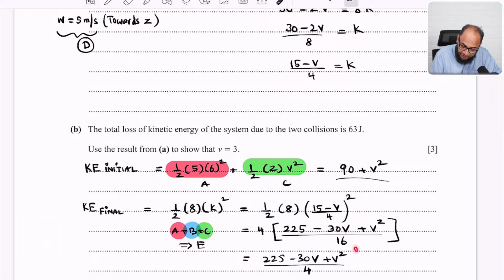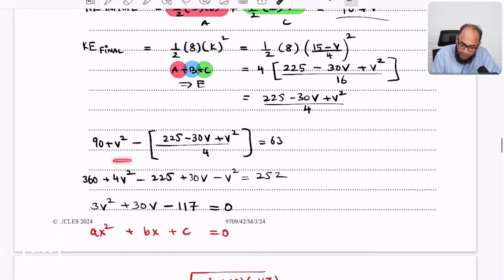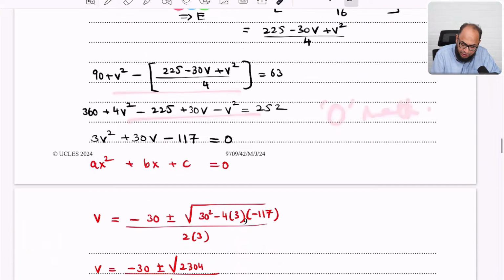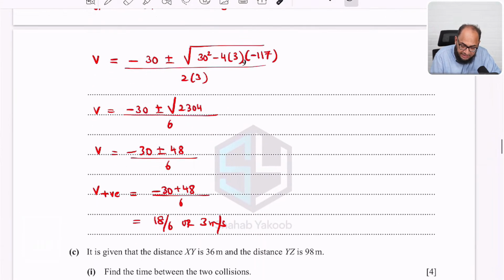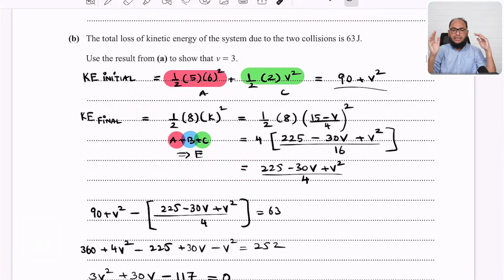Expand, simplify, and then equate with the V over here. It's O-level maths: simplification, factorization, quadratic formula. If the numbers are too large, we get the answer as 18 over 6, which comes out to be 3 meters per second. So the initial kinetic energy is that of A and C, and the final kinetic energy is A plus B plus C.